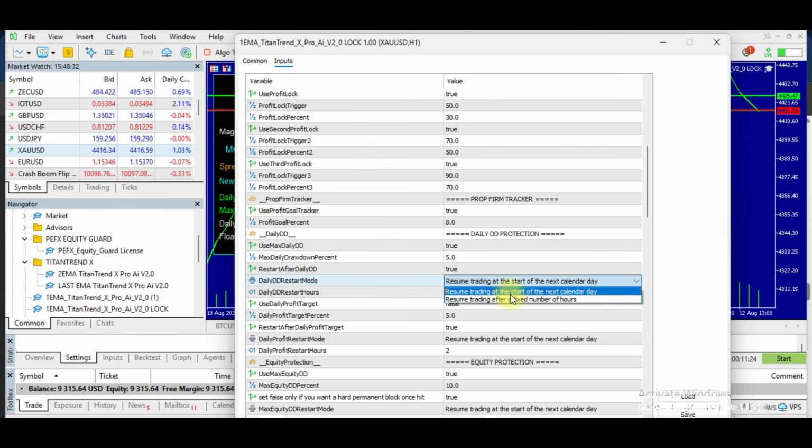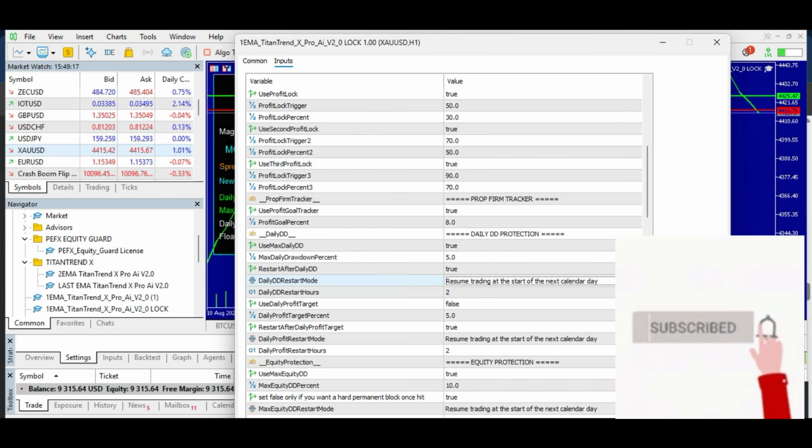Resume trading at the start of the next calendar day. You understand? That is at the next day. Or you can put it to resume trading after a fixed number of hours. That means if you are using this one, you can put 2 hours here. That means if the daily DD is hit, after 2 hours it will restart again. Once it hits, it will lock your account, and after 2 hours, it will restart again. You get it now? But if you put it on the next day, that means the first one, it will hit and remain there until the next day. This feature was not in the first one. It was not in the launch.